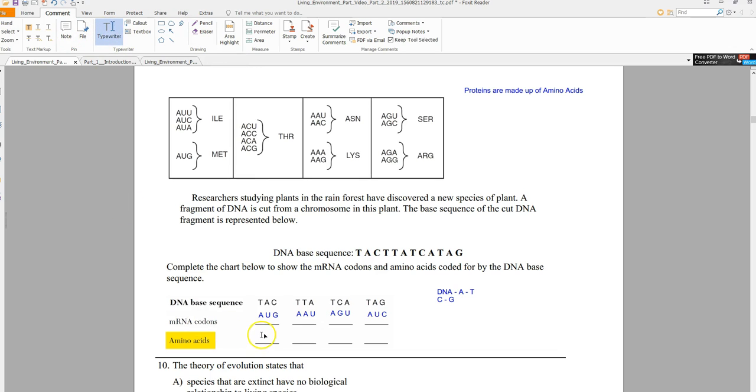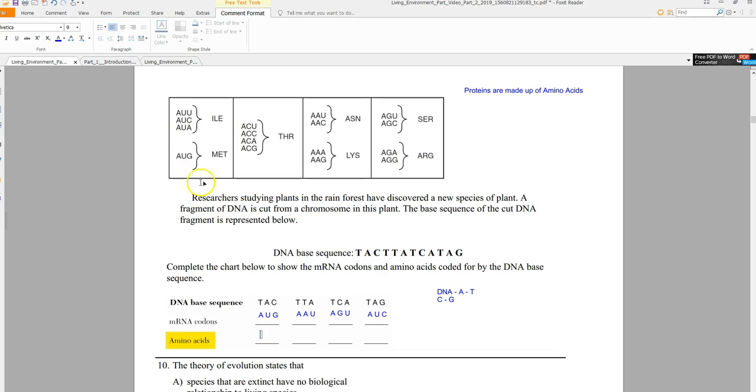So let's see. AUG, I found it here. The amino acid is MET. The messenger RNA here is AAU. Let's find AAU right here. The amino acid is ASN. These are abbreviations of long amino acid words that you don't need to know for the Living Environment. AGU, let's see, AGU is here, so the amino acid is SER. It's tempting to say SIR and MET, but it's really just saying the capital letters.